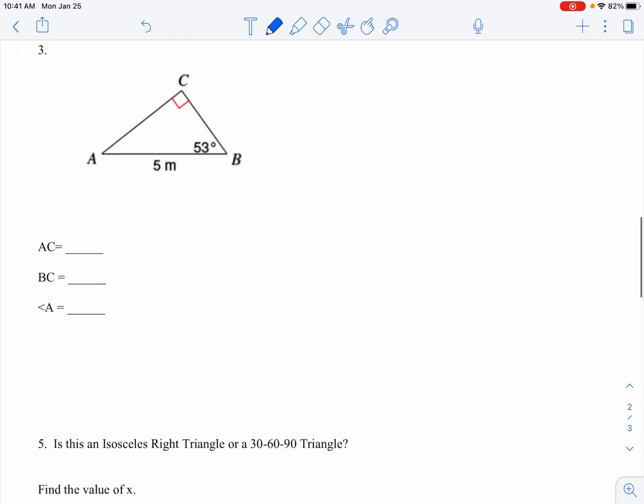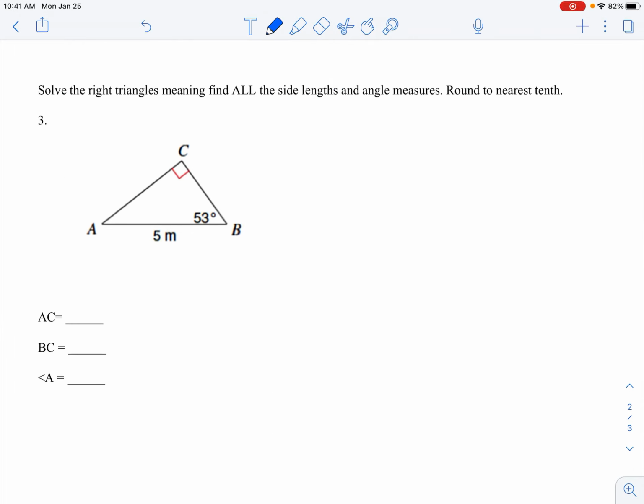Okay, let's look at another one. Solve the right triangle, meaning find all the side lengths and angle measures, round to the nearest tenth. All right, let's look at this one. Angle A is not listed, but we know that the sum of angles in a triangle is 180. So to figure out angle A, I could take 180 minus 90 minus 53. And when I do that, I get 37 degrees. So there's angle A.